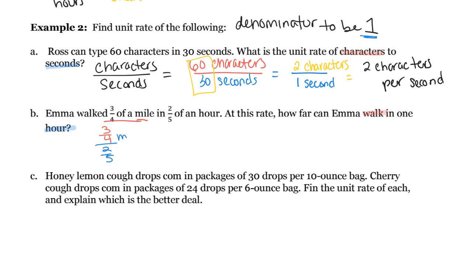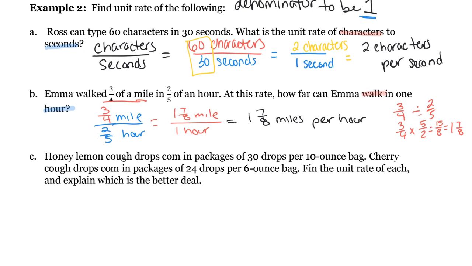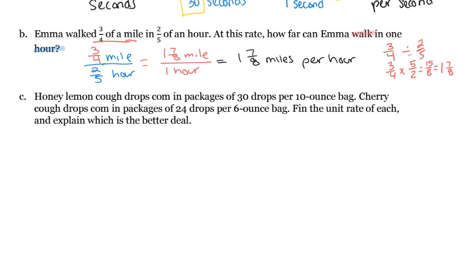So simplify that for me. So do that in your calculator. All right, so hopefully you got 1 7/8 of a mile to every 1 hour. So then we write that out as 1 7/8 miles per hour. All right, looking at the last one, there's a couple of typos on my screen, but hopefully not on yours.